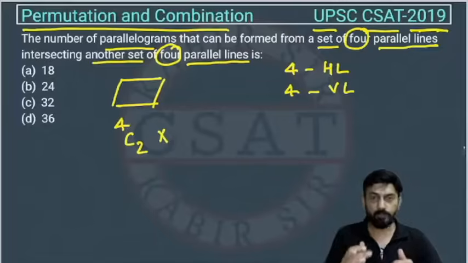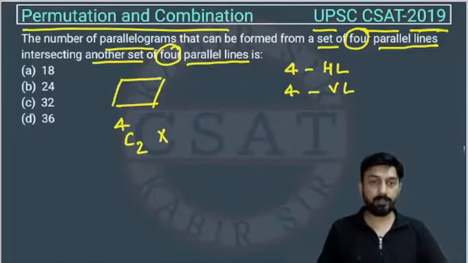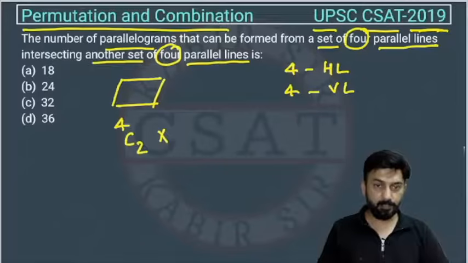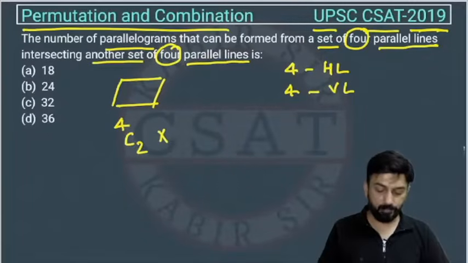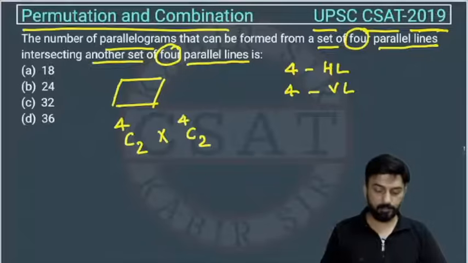Because 4C2 will select the horizontal lines, but still vertical lines are remaining. So now we will select vertical lines. Out of 4 vertical lines, we will select 2 vertical lines. So this will be 4C2. So now the parallelogram is complete, because we have to choose 2 horizontal lines and 2 vertical lines, only then will a parallelogram form.